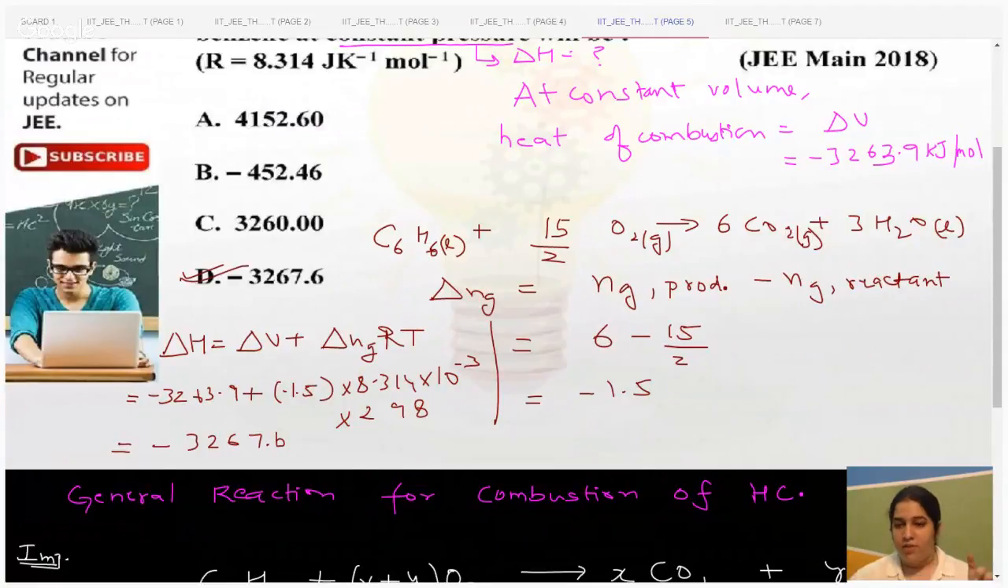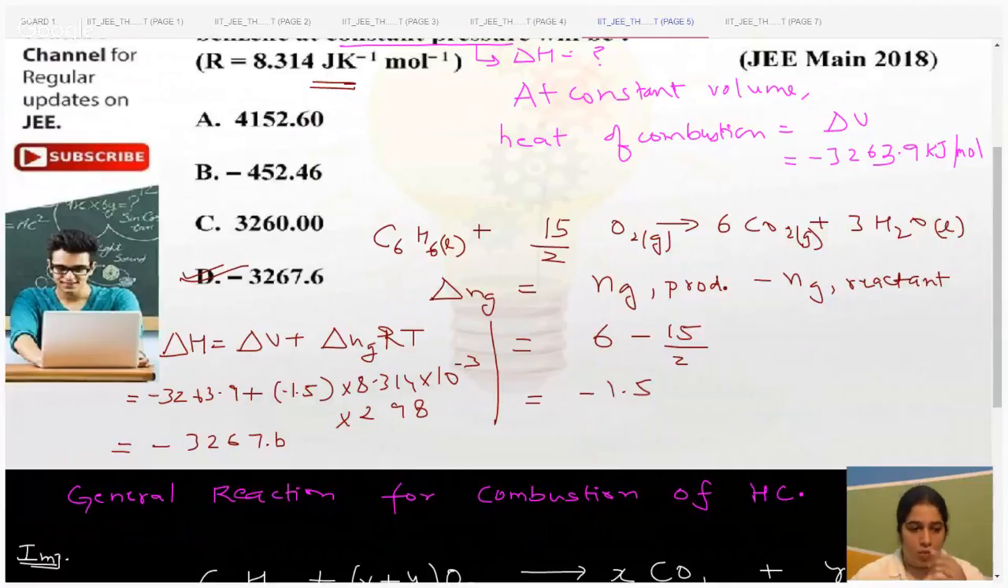So what have we understood here? R is given to us in joules per Kelvin per mole. Delta U is given to me in kilojoules. So we need to convert one of the numericals so that they are in the same units. Otherwise, your answer will come out to be incorrect.